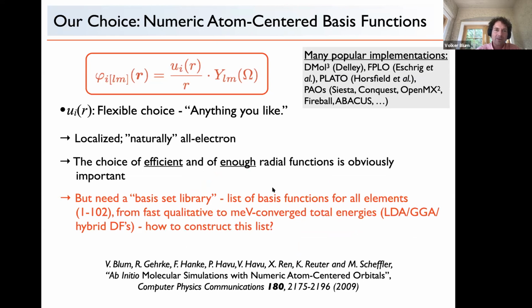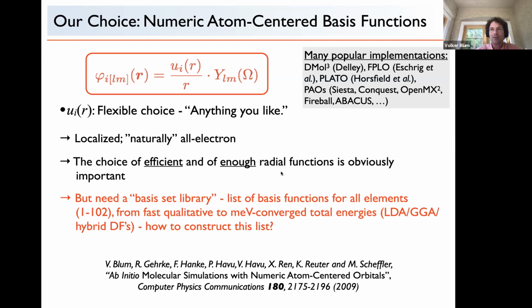And so this is a prescription that allows us to naturally include all electron basis functions because we can represent them as splined versions of, for instance, the core functions of an atom, or the valence functions of an atom, or any other functions that we want to throw in. So we get the behavior near the nucleus correctly with relatively few functions. And so the choice of efficient and of enough radial functions is of course important, right? Otherwise this method would not be usable.